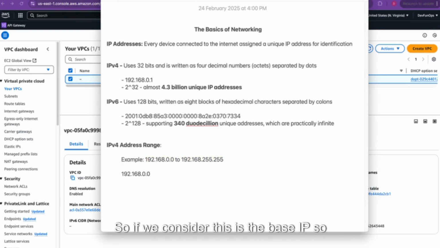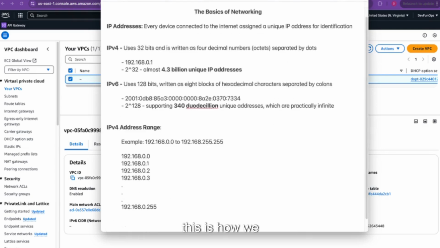Let's see how we can find the number of IP addresses within a range. If we consider the base IP, which starts from 192.168.0, and as we mentioned, each block ranges from 0 to 255, the next IP address will become 192.168.0.1, then 2, then 3. Likewise, this will range up to 255. This is how we calculate the number of IP addresses within any IP address range.